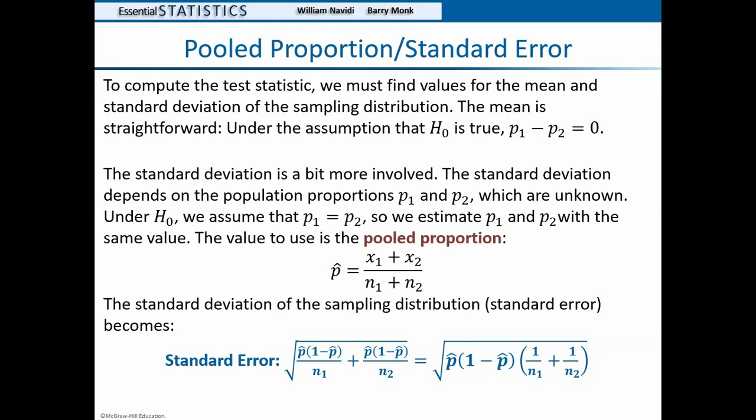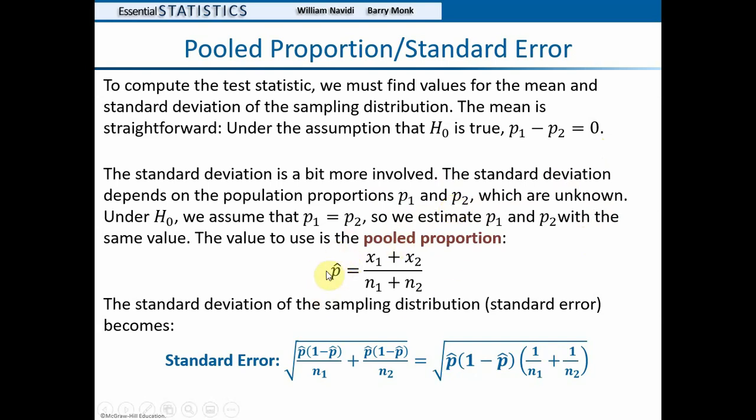So to compute the test statistic, we must find the values for the mean and standard deviation of the sampling distribution. The mean is straightforward. Under the assumption that H0 is true, these are the same, so the difference would be equal to 0. The standard deviation is a bit more involved. It depends on P1 and P2, and we don't know what those population proportions are. So we're going to do this.